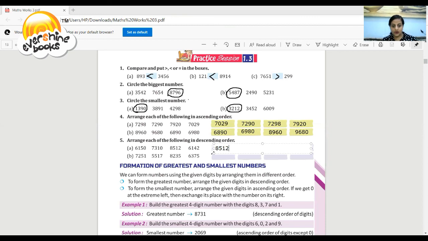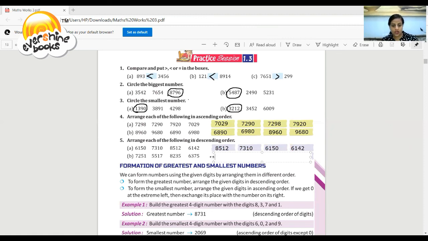8,512. Okay, now the next number will come of 7,000, because 7,000 is smaller but bigger than all the rest. 7,310 will be the next number. And after this 6,142 or 6,150. So which number will come? 6,150 will come. And the last number, that is the smallest of all, is 6,142. This is the smallest number.